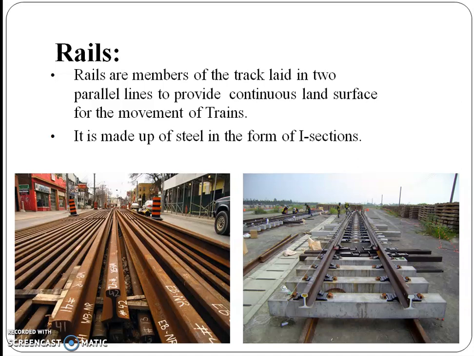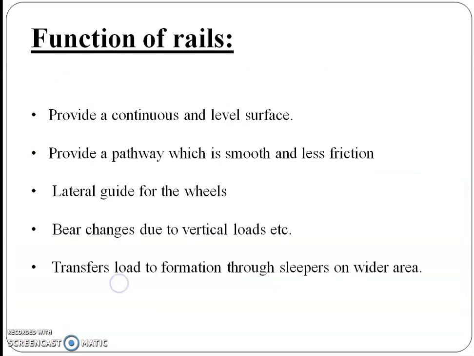Rails are members of the track laid in two parallel lines to provide continuous land surface for the movement of trains. It is made up of steel in the form of I section. Now what are the functions of rails? Provide a continuous and level surface, provide a pathway which is smooth and less friction, lateral guide for the wheels, bear changes due to vertical loads, transfer load to formation through sleepers on wider area.